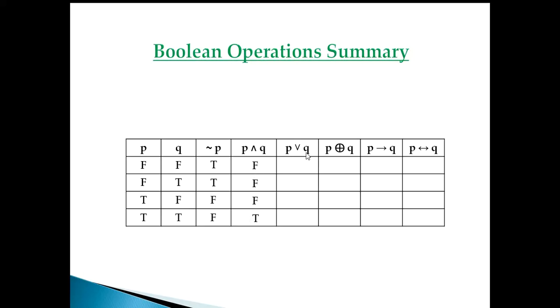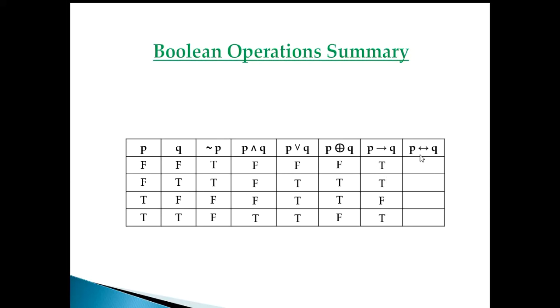Now come to the disjunction, P or Q. In P or Q, our value is false if both are false, otherwise it is true, right? Next, P XOR Q. If one of these is true, then it is true, otherwise it is false. So if both are false, then it is false. If both are true, then it is false. Next, P implies Q. If our second statement is false, then it is false. Otherwise, it is true, right?